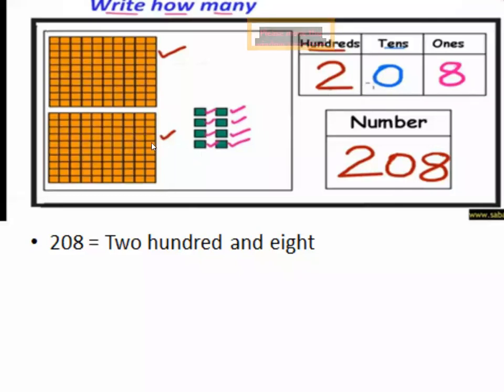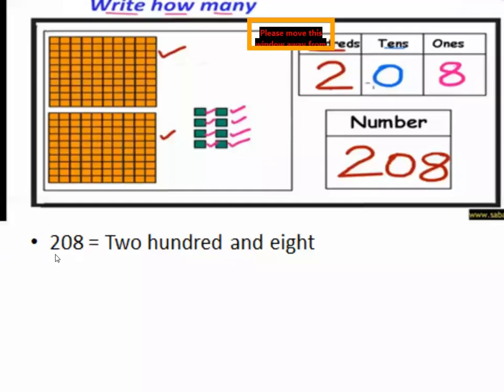So which number does this block show? This block shows the number 208. These are three-digit numbers, made with hundreds, tens, and ones. And this block shows the number 208.